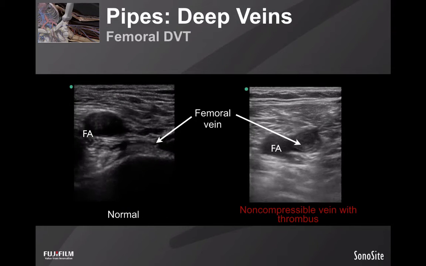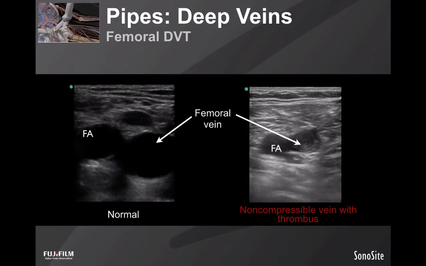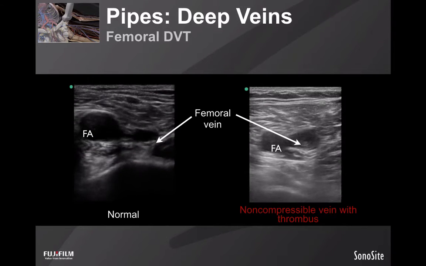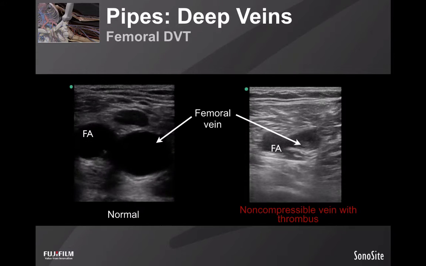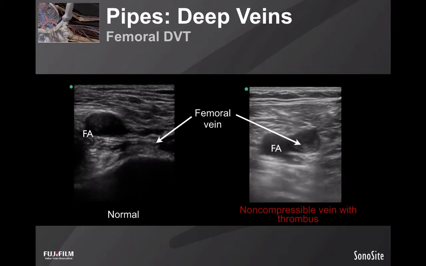Now let's take a look at the veins. Here we are performing a DVT exam at the level of the femoral vein, with the transducer placed just inferior to the inguinal crease and the orientation marker pointed towards the patient's right side.